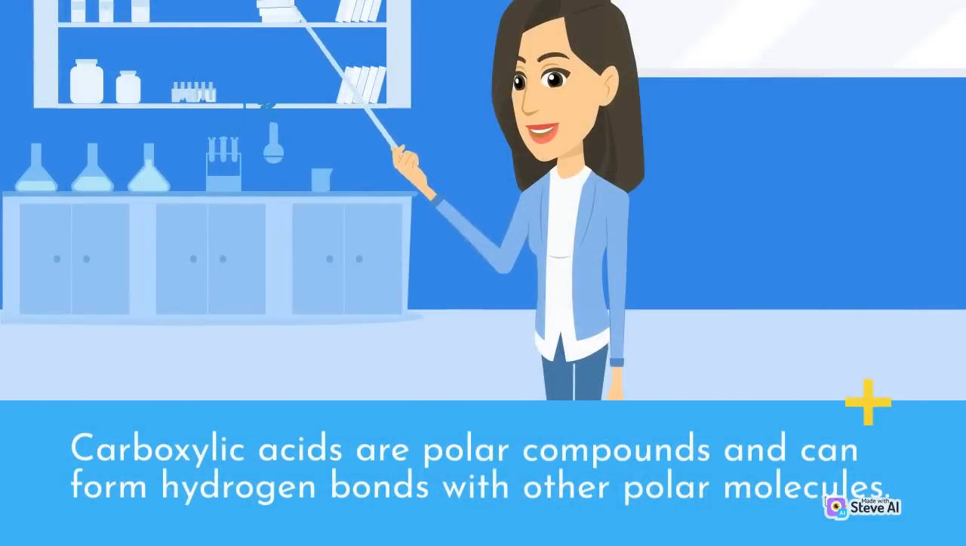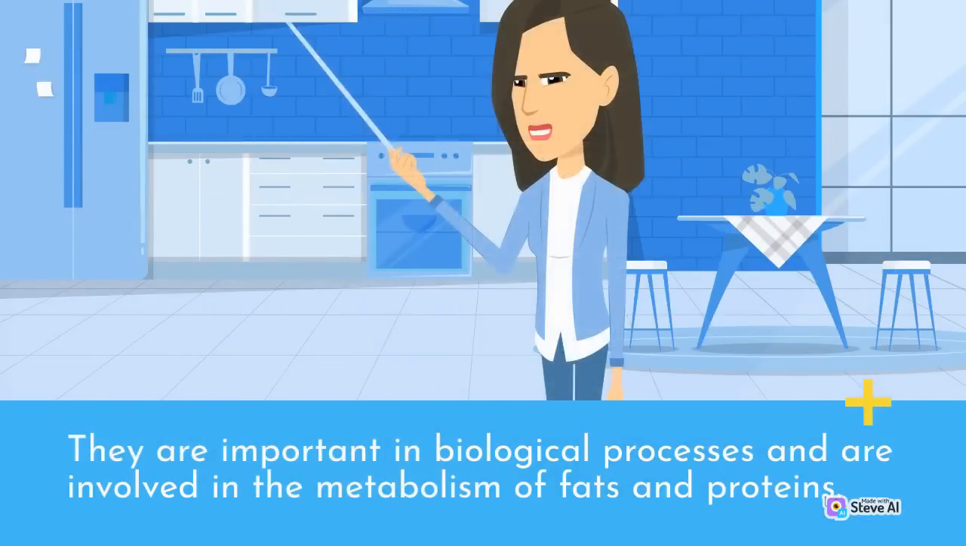Carboxylic acids are polar compounds and can form hydrogen bonds with other polar molecules. They are important in biological processes and are involved in the metabolism of fats and proteins.